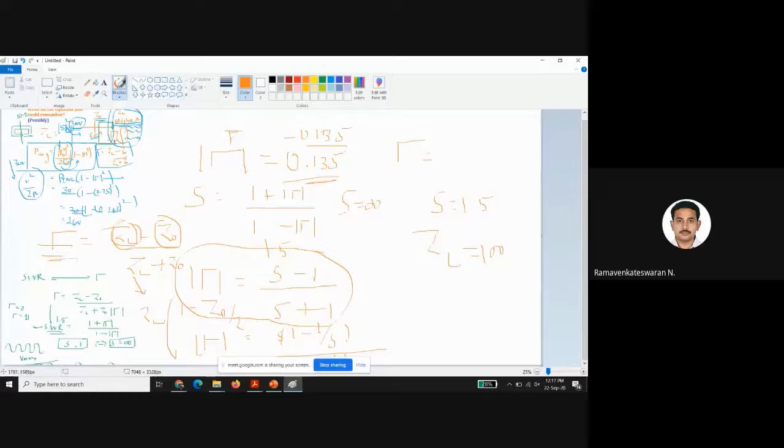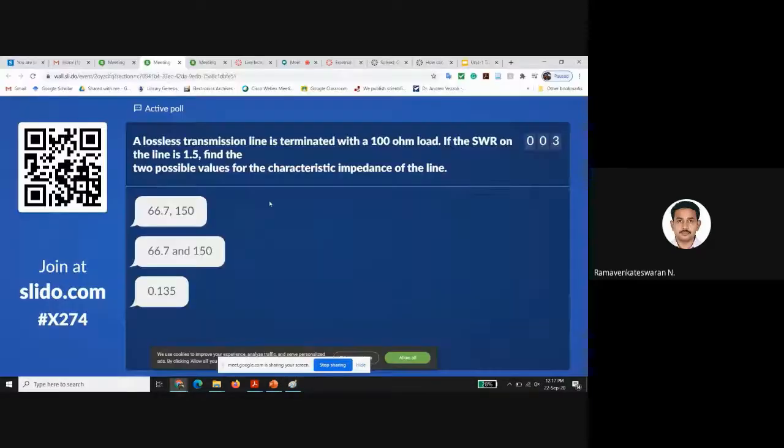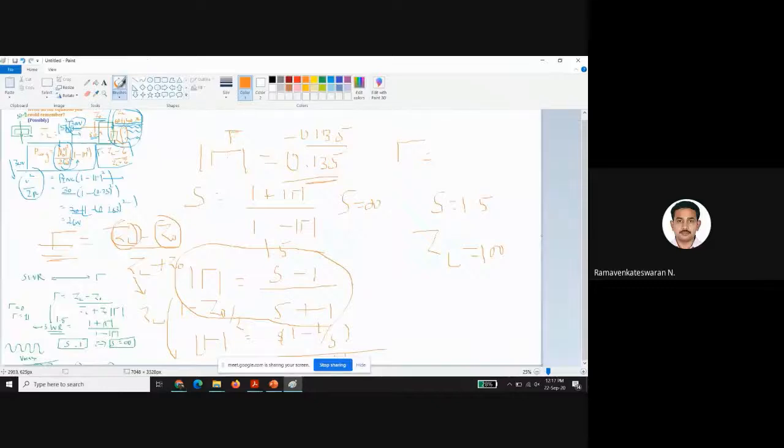So gamma can be two values, plus 0.135 or minus 0.135. Both are valid. From that you can find the characteristic impedance of the line. Two answers are given, 66.7 and 150. Check that both can be the characteristic impedance, so that ZL minus Z0 over ZL plus Z0 gives gamma 0.135 or minus 0.135. From that, if I calculate the standing wave ratio, I will get 1.5.